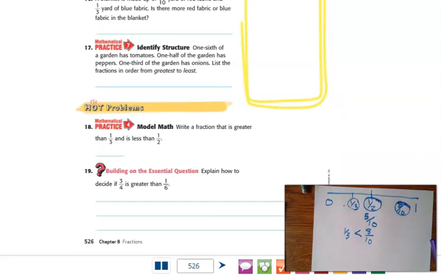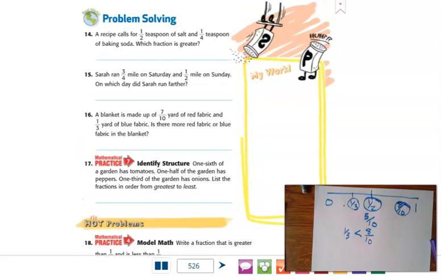Okay. Now let's look at these word problems. We're comparing a half with a quarter. Which fraction is greater? We're comparing 3/4 and a half. On which day did Sarah run farther? So again, we're looking for the greatest number. And again, we're looking at, is there more red fabric or blue fabric? So you're not going to answer which is greater. You're going to answer either with red fabric or blue fabric. Which one is more?